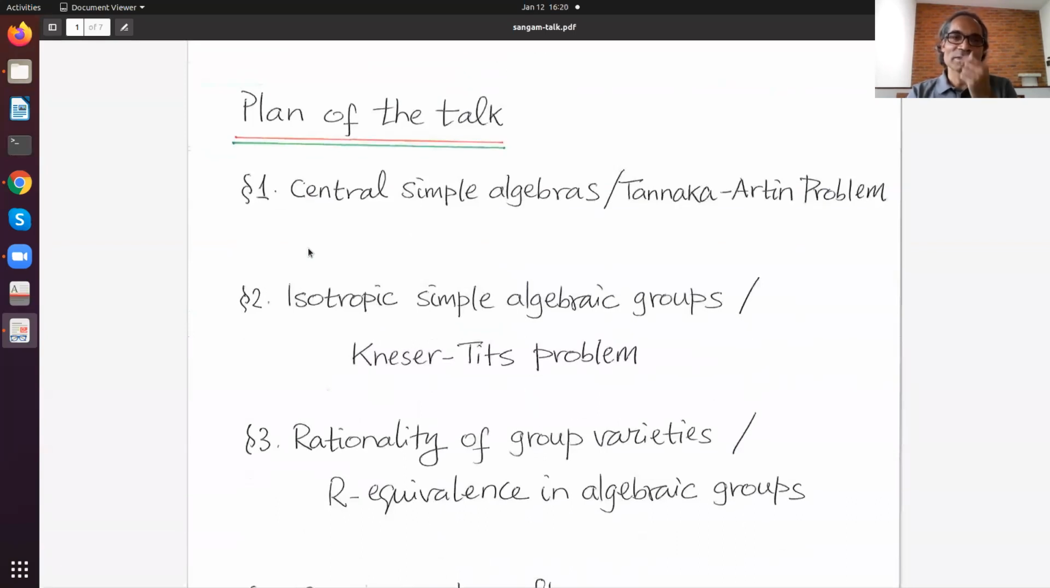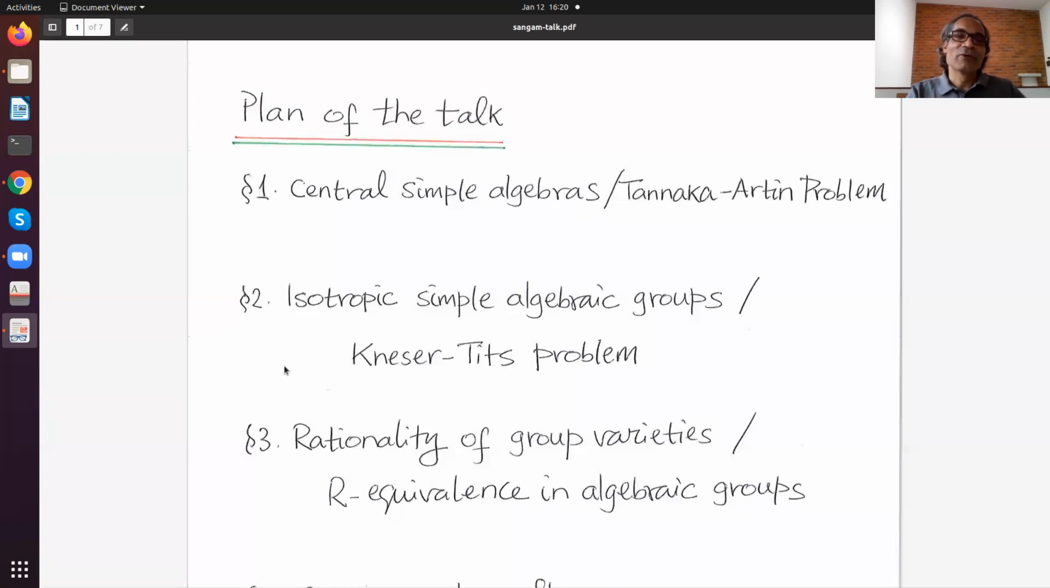The first part is on what are called central simple algebras, and it connects to a group theoretic problem called the Tannaka-Artin problem. Sometimes the spelling of Tannaka is with a single N, and here it's double N. So that also is maybe a mistake. I don't know. It's a Japanese name.